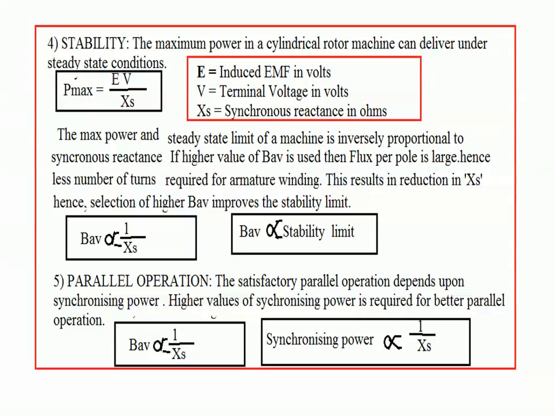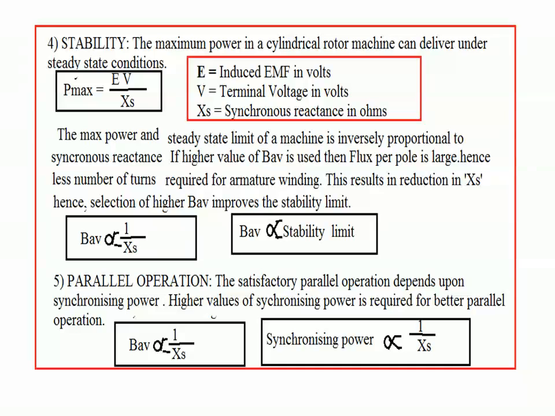Then synchronizing power is inversely proportional to XS. If XS is low, synchronizing power is high. That is required to keep the alternators in synchronism. So, the satisfactory parallel operation depends upon synchronizing power. Higher value of synchronizing power keeps better parallel operation in the power system.